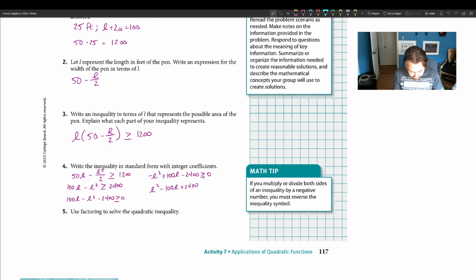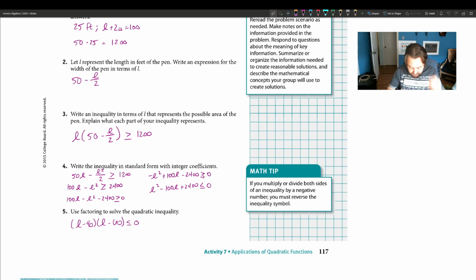So we're going to use factoring to solve the inequality. I'll go ahead and tell you, since I promised I wasn't going to take up a whole lot of time on this one, especially for that last video. If I factor it, I'll get L minus 40 times L minus 60. And I believe that was less than or equal to 0. Use factoring to solve it.